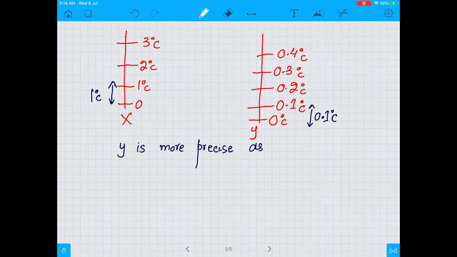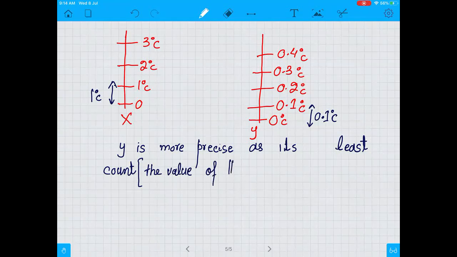as its least count is smaller. What is meant by least count? The value of the smallest division. So least count is the value of the smallest division.